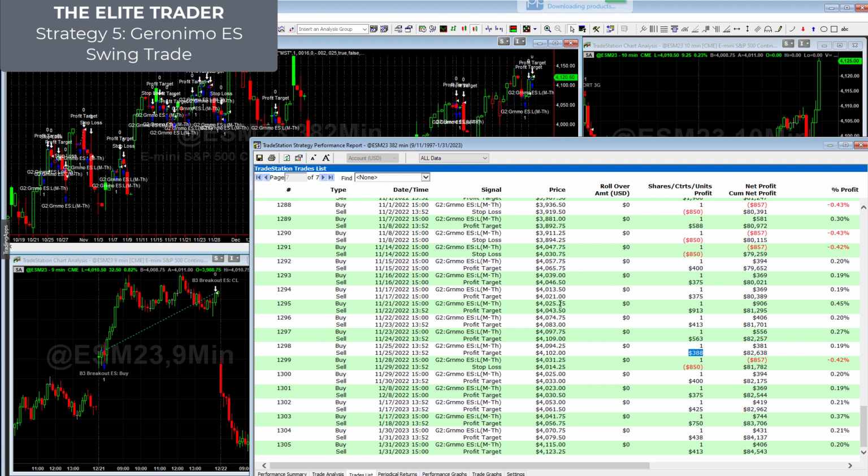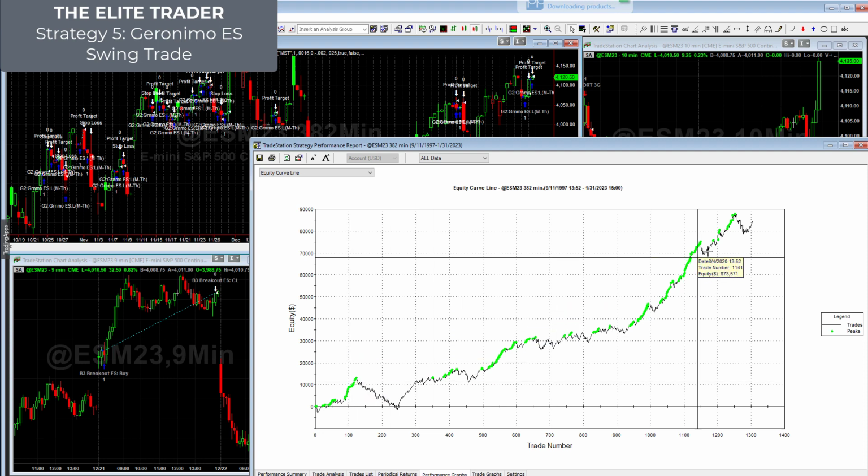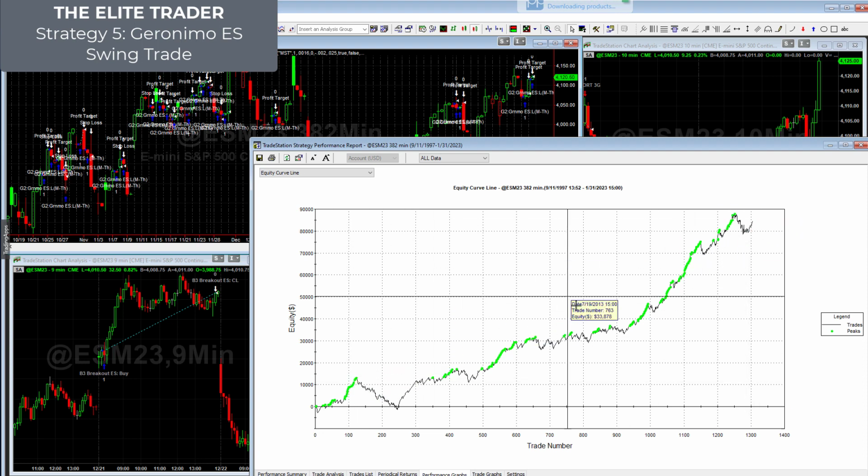This one will basically get in, throw out a target and a stop, and then whichever one is hit first, it'll be done. So it doesn't move the target around and it doesn't move the stop. But it does have a pretty good equity curve. That's this one right here. And this algorithm is designed to do well in kind of bullish markets.